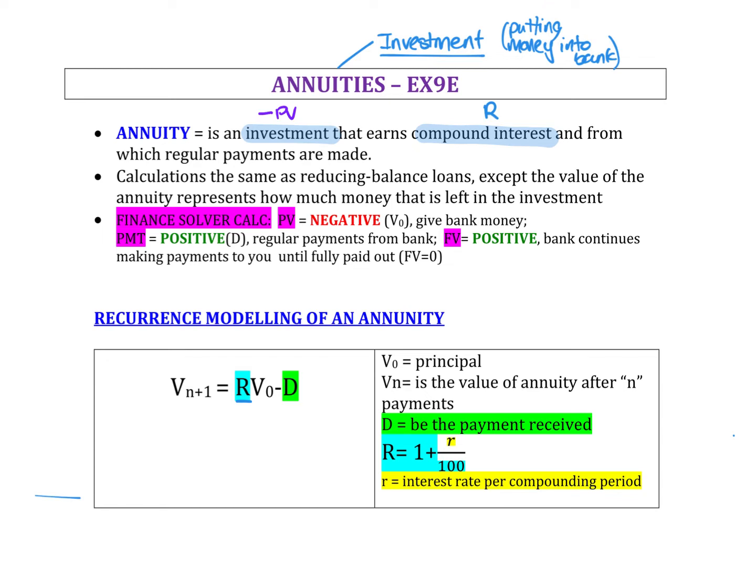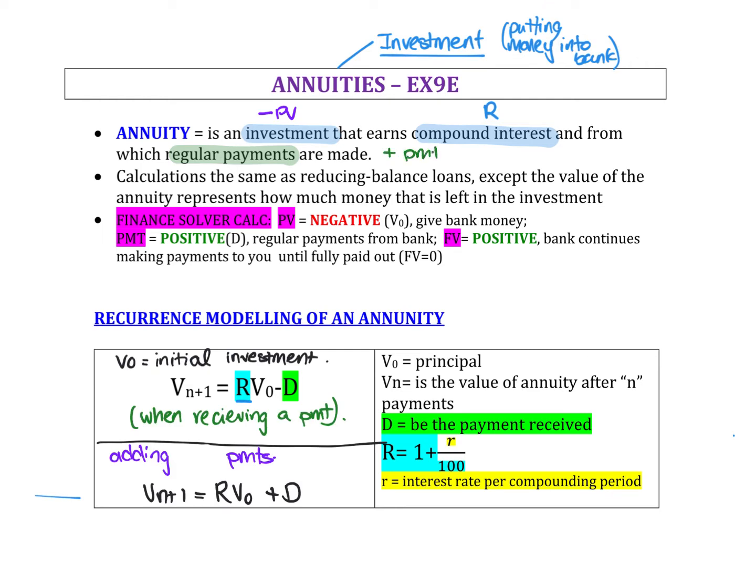When you see these regular payments in Finance Solver, that's going to be a positive payment coming back out to you, if you take the payment out. So you're going to use this investment and slowly take a payment out until it zeroes out. You're getting a little bit extra for your money because you're getting interest on it as well as taking it out. So here's a recurrence relation model.